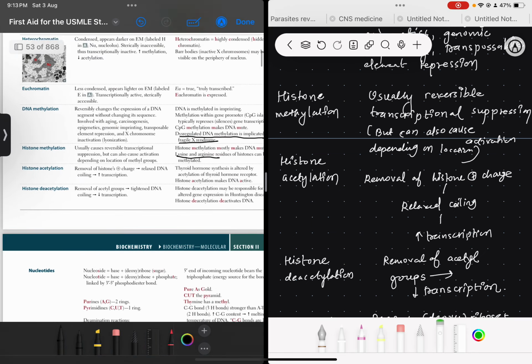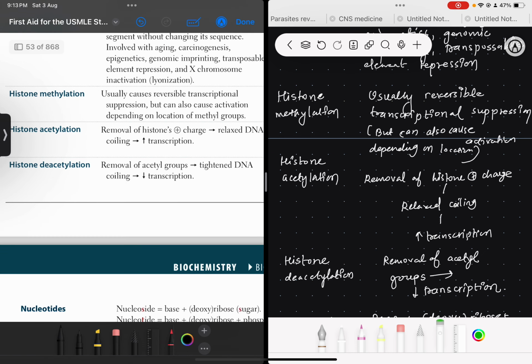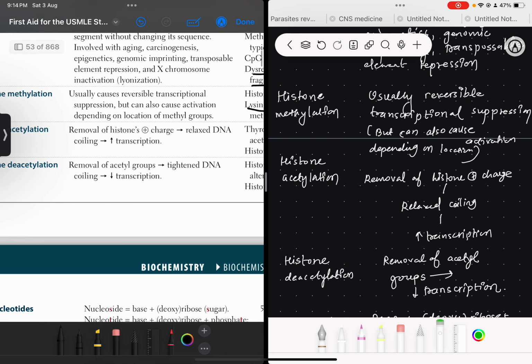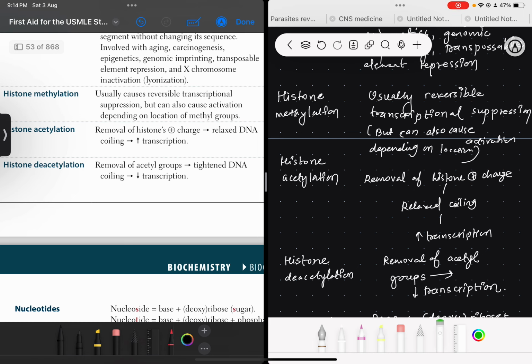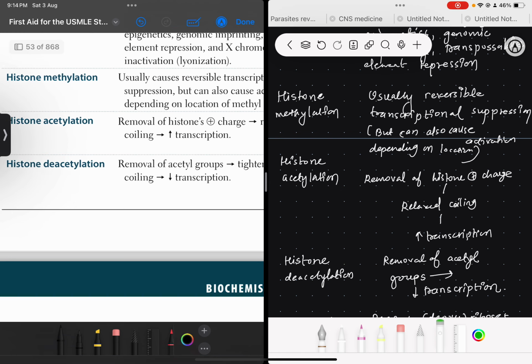Now, histone acetylation and histone deacetylation. In histone acetylation, there will be removal of histone positive charge. That's why DNA coiling will be relaxed, and the opposite is going to happen in histone deacetylation. They are both opposite processes: acetylation is going to increase transcription and deacetylation is going to decrease transcription.